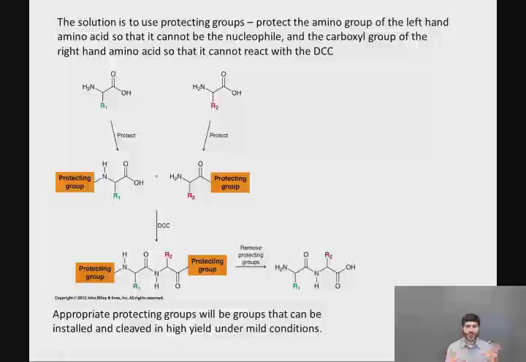So we have the 2 protected pieces, and now when you add DCC, only the left-hand amino acid will react with it. Only the right-hand amino acid has a reactive amino group. They will couple together, and then when you remove the protecting groups, you end up with the dipeptide that you want. Okay, so good protecting groups will be groups that can be put on and taken off in high yield under mild conditions. Because anytime you use a protecting group, you are adding 2 steps to the synthesis.